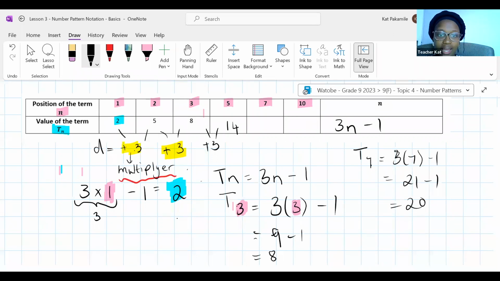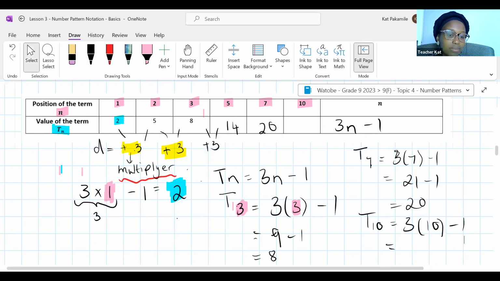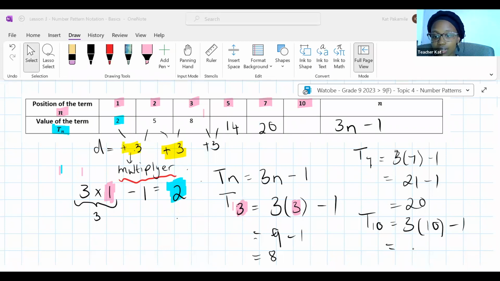Guys, isn't this more convenient than writing down all these numbers until you get to number 7? Do 10 for me quickly and tell me what the answer is. So T10 will be 3 times 10 minus 1. How much is that, guys? 29. Superstars, and we have filled out our table.